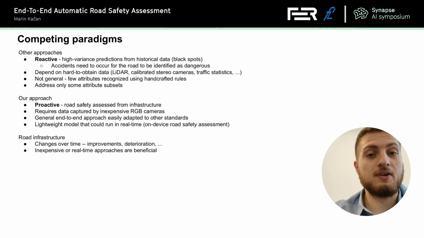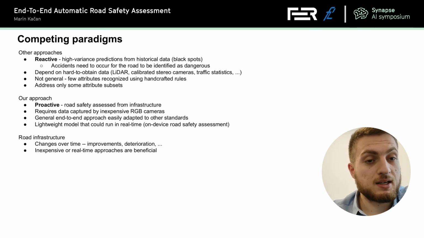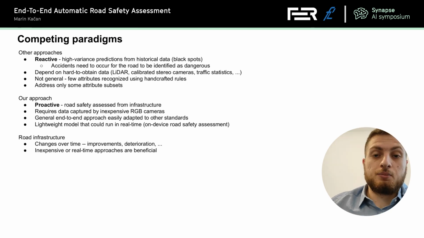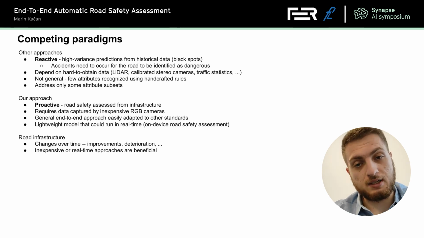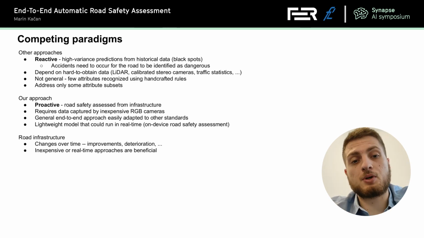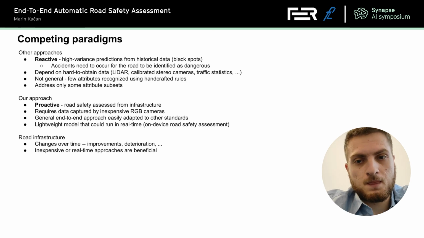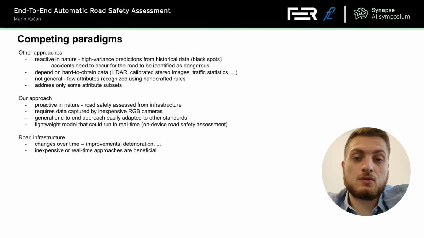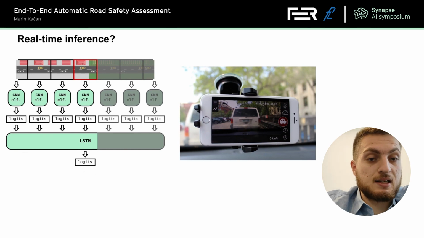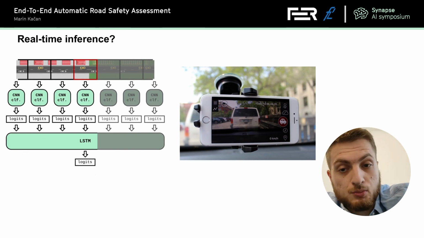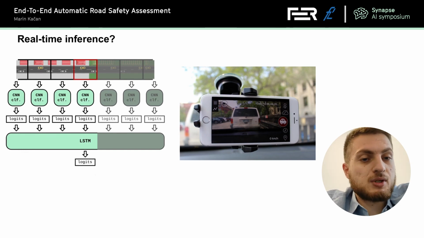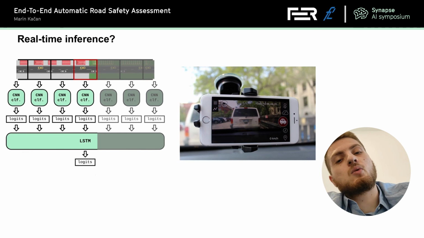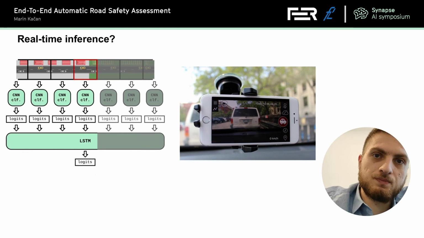And now, when we take into account the fact that road infrastructure isn't static and that it changes over time through improvements or deterioration or civil engineering activities, we see that inexpensive approaches, which can refresh data often, or even real-time approaches, are beneficial. Just as an example, specifically for real-time inference, our model should be slightly modified to satisfy what is known as causal formulation, where the model doesn't see the future segments. We briefly tried such modifications and they were still able to maintain quite a high level of performance.